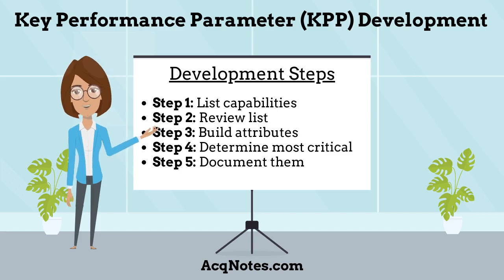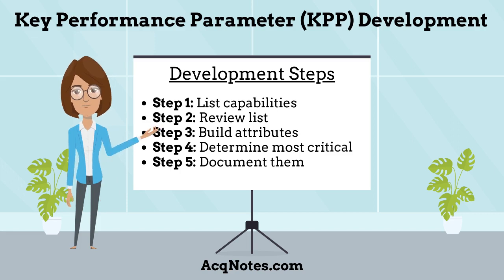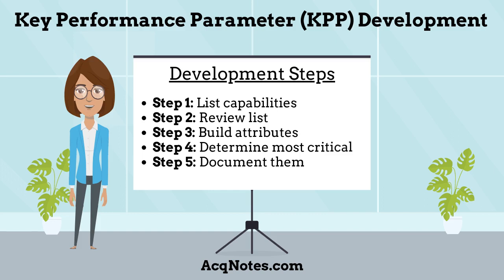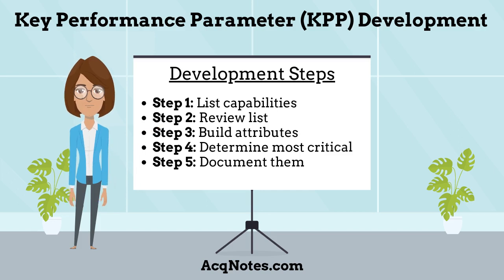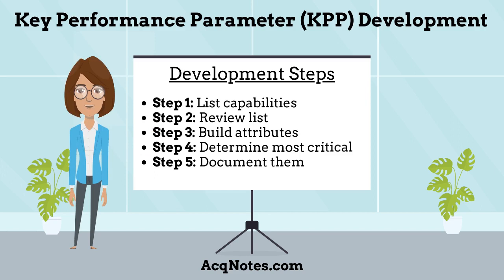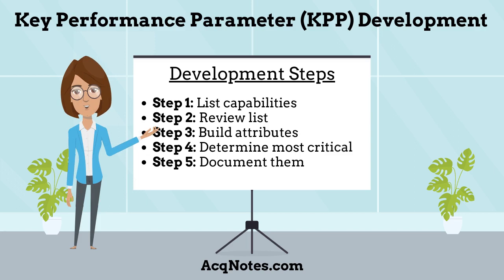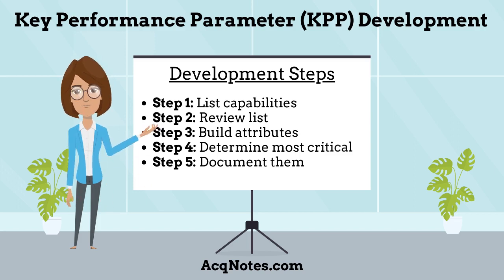Step 2, review for applicability the list of attributes associated with each of the joint functions. Step 3, for each mission or function, build at least one measurable performance attribute using the list from Step 2 as a starting point. Step 4, determine the attributes that are most critical or essential to the systems and designate them as KPPs. And finally, Step 5, document how the key performance parameters are responsive to the capability performance attributes identified in the initial capability documents in support of the mission outcomes and associated desired effects.